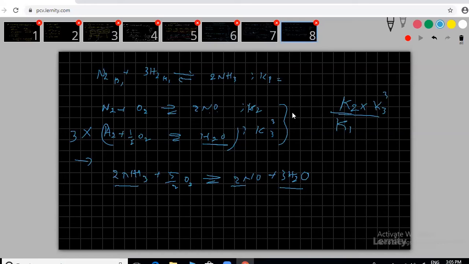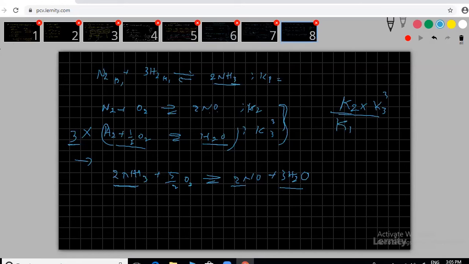Is it correct? Anything wrong? Yes, correct. These two are adding, but it is multiplying with 3, which means that K should be power 3, sir. Whatever value you are multiplying, you can write as K power. And this is inversing the reaction because ammonia is product here, but here reactant. That's the reason. Okay, fine. You can see this question.